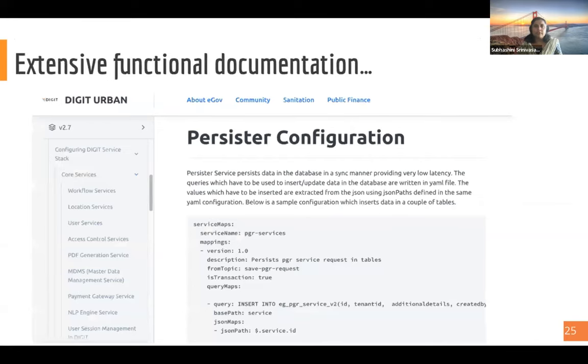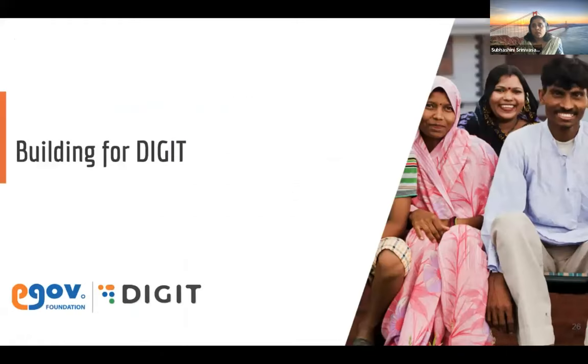We've also got extensive functional documentation for all the different services: how to configure, how to use, what to do. And again, this is pretty much the same thing that I just walked through in the presentation. You can find it on urban.digit.org. Okay, so I'll just quickly get through building for Digit and then we'll open it up for questions.